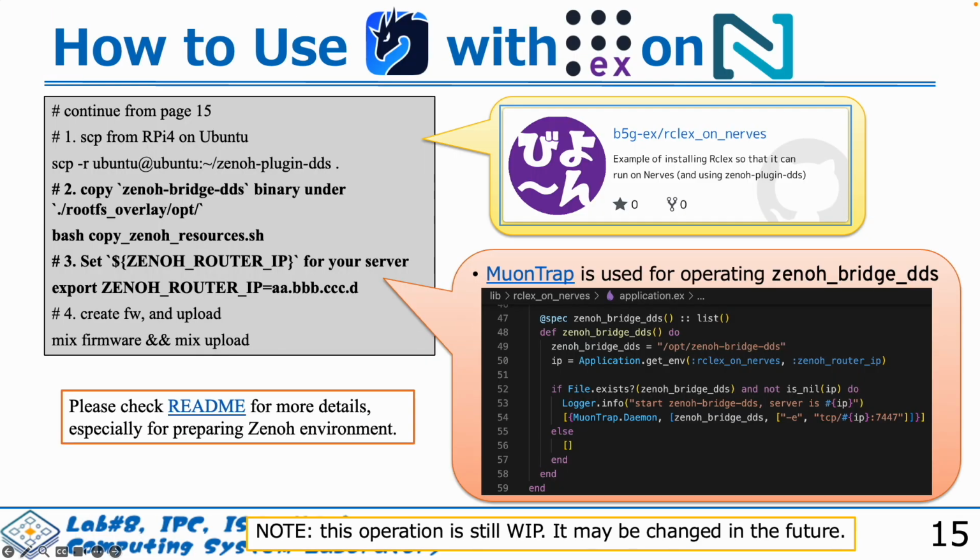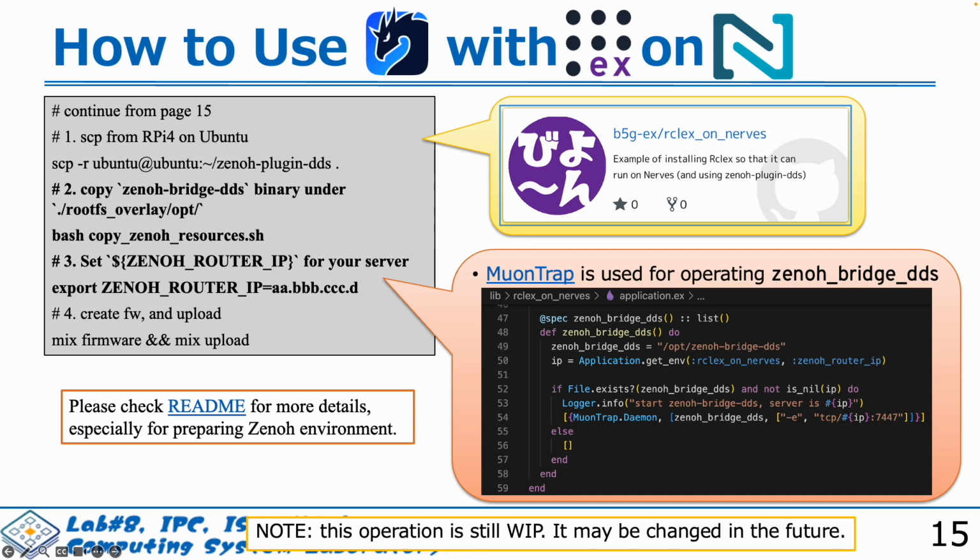Well, the solution to how to use Zenoh with RCLEX on NAPS is summarized in our repository. Since Zenoh is implemented only in Rust, both routers and clients can run only in statically linked binary. To run Zenoh's bridge for DDS on a computer, we simply specify the router's IP and port number as arguments and run it in the background.